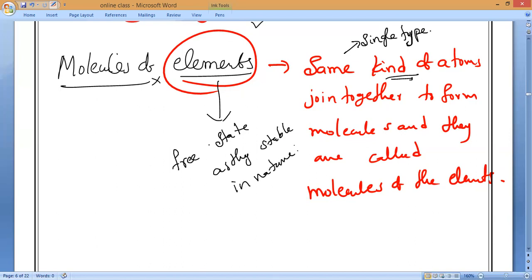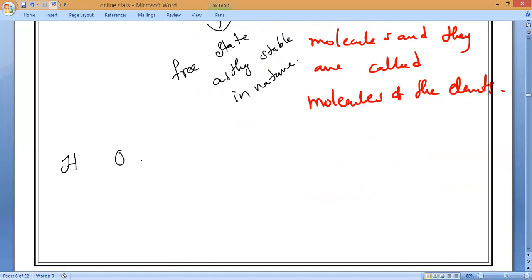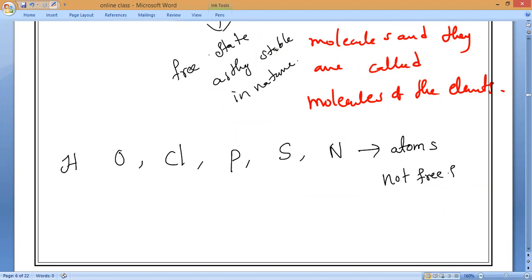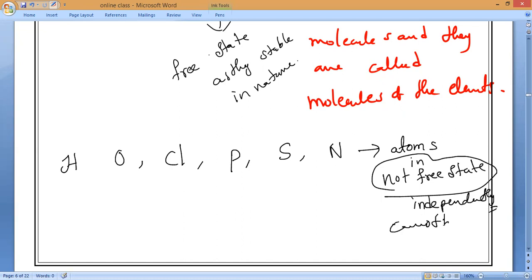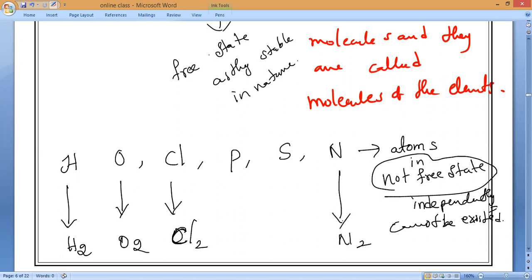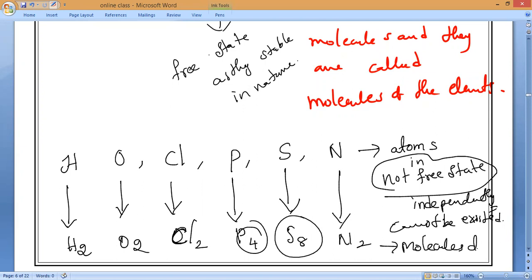Most of the elements, for example hydrogen atom, oxygen atom, chlorine atom, phosphorus atom, sulfur atom, nitrogen atom, these are all atoms and do not exist freely. They cannot exist independently. That is why hydrogen always combines with one more hydrogen to form H2. Oxygen combines with one more oxygen, O2. Chlorine, Cl2. Nitrogen, N2. Phosphorus, not even 2, 4 will be together, that is why it is P4. And sulfur, not even 4, 8, that is why it is S8. So these are all molecules of elements.